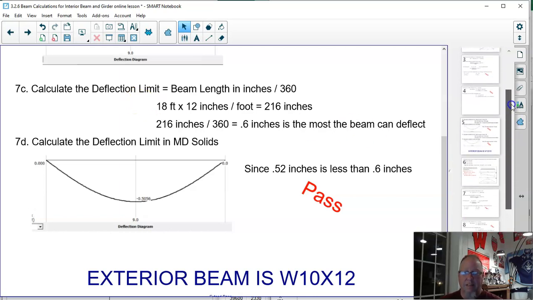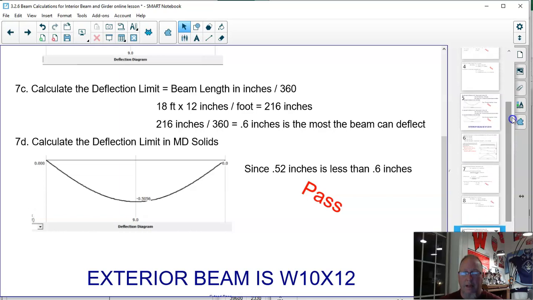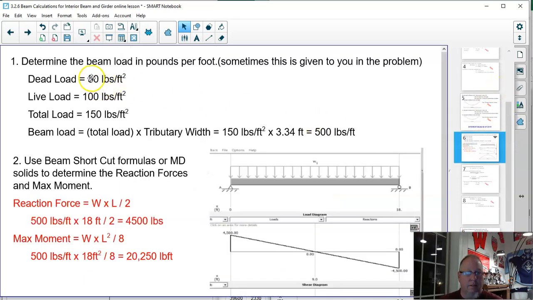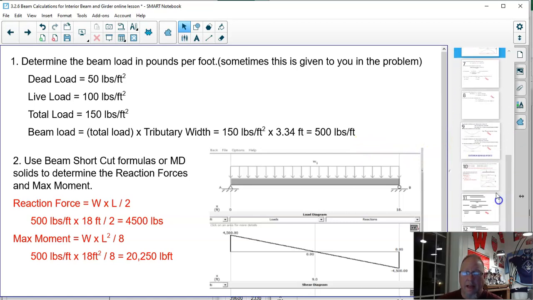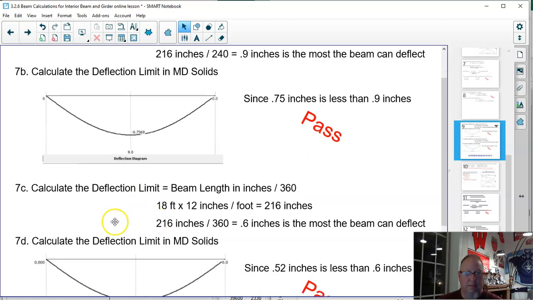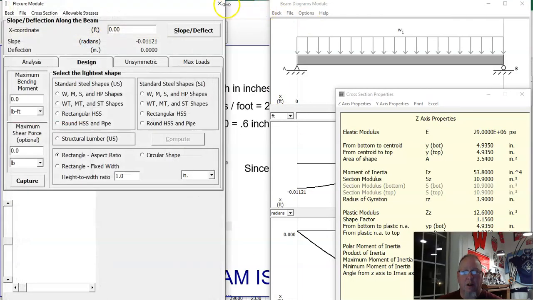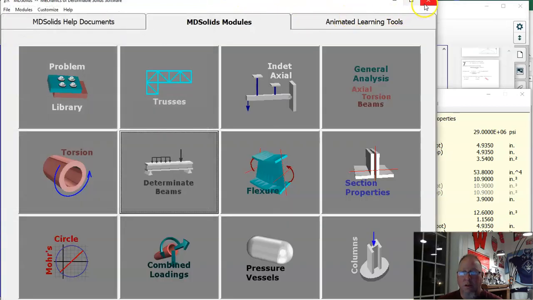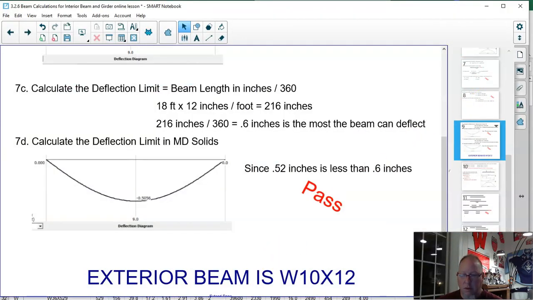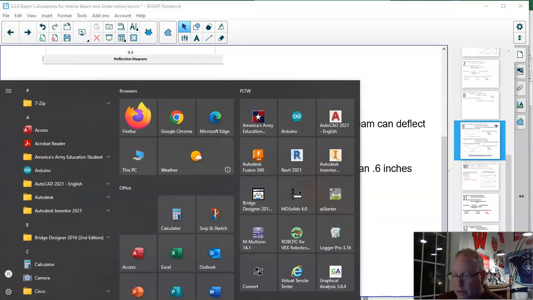So where did I get that 66% from? Back up here. The live load is 100 out of 150. So that's 66% of the total load. So I could just take that number 550 times 66%, and then I would know what my live load is going to be. So I got to build that in MD Solids, and to do that I got to X out all of these windows. All of those windows. There we go. And start MD Solids from scratch.